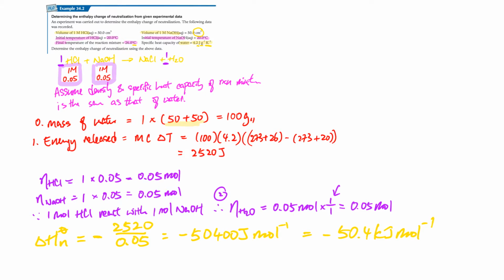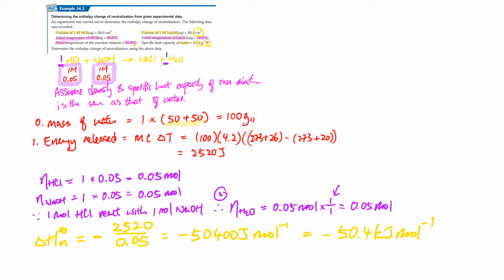So we just check this one. Is it more negative than 57.3? The answer is no, so this one is less negative. Normally less negative involves a weak acid and weak alkaline, but we can see that we are not using weak acid and weak alkaline. Why is there less energy released in the process? Of course there is some error. Basically it will be due to heat loss to the surroundings. So for this one, the answer should be in a sensible range.